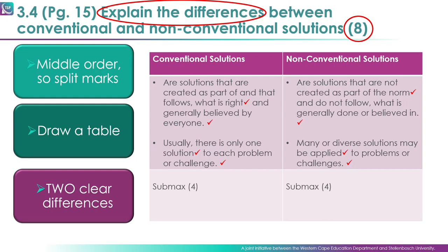All right, so then the clear difference there: non-conventional solutions are solutions that are not created as part of the norm and do not follow what is generally done or believed in. So you can see the clear difference between those 2 points, and that's what we're looking for. If you had just given us those first 2 differences, then it would only constitute the 4 marks for this question. But if you've given us 2 clear differences, then you'll get your quota of 8 marks there.